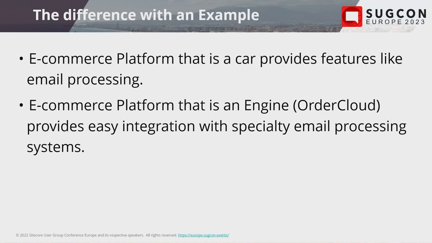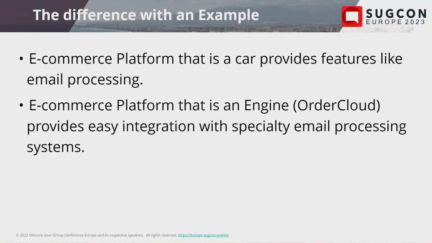If you look at their documentation, an e-commerce platform like Cart provides features like email processing. But email processing is really not an e-commerce functionality. The way OrderCloud approaches it is that for email processing, there are other third-party software like SendGrid that do it better. So what OrderCloud does is make it easy to integrate with a third-party email processing platform.